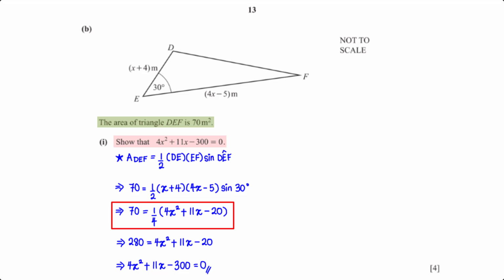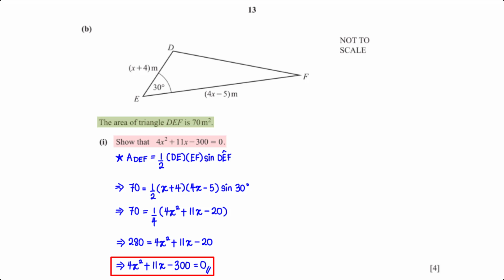When we expand x plus 4 times 4x minus 5, we get 4x squared plus 11x minus 20. When we multiply both sides of the equation by 4, this is what we get. When we move all the terms to one side of the equation and group like terms, we end up with 4x squared plus 11x minus 300 equals 0.